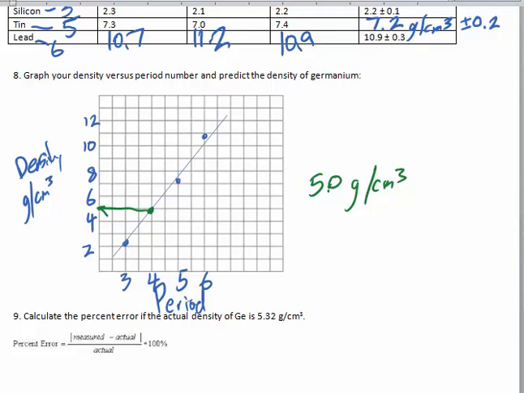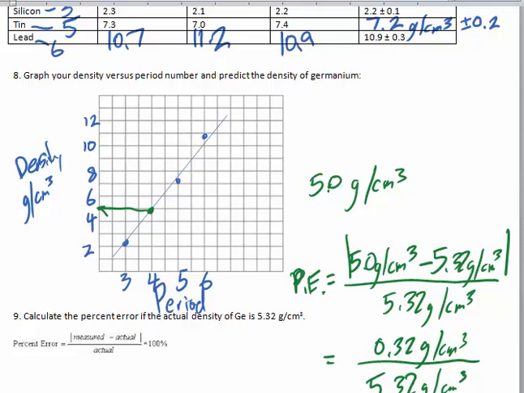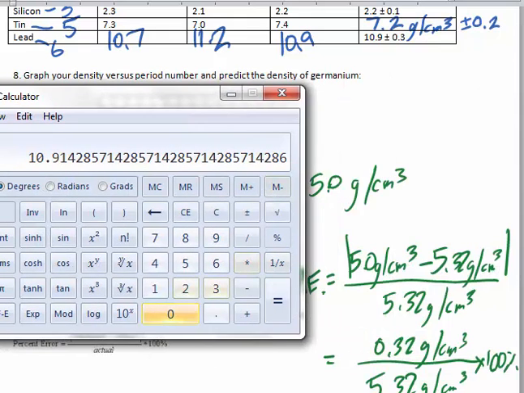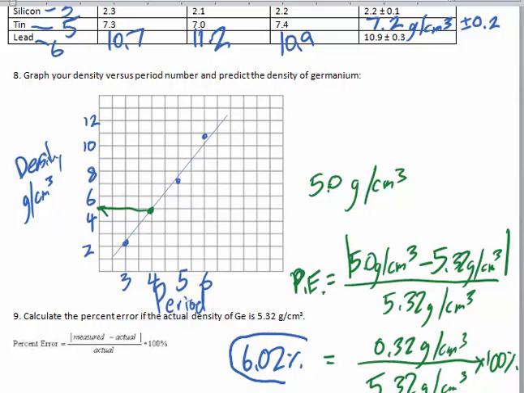Then it says calculate the percent error of the actual density of germanium. If the actual density of germanium is 5.32 grams per centimeter cubed, then it has the equation here. Sorry for it being so blurry. And then you put your number in, so PE equals, that's my measured value, and notice this is an absolute value sign over it, so it's 0.32 divided by 5.32, and you do have to multiply by 100%, and when you do that, you get 6.02%.